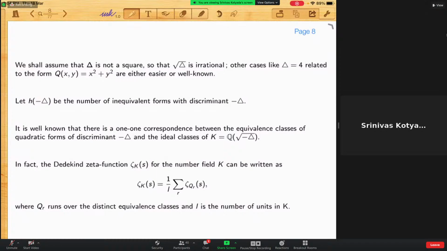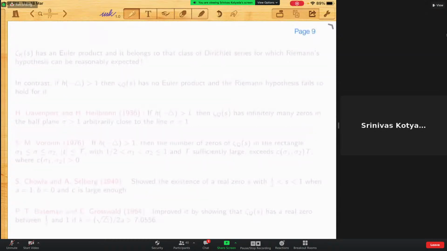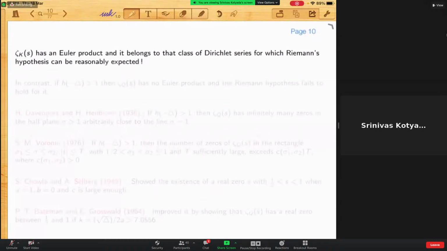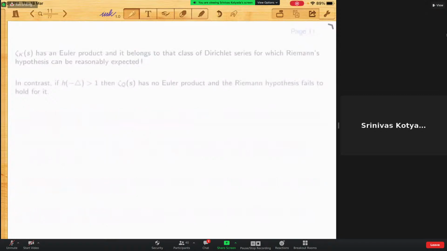In fact, the Dedekind zeta function and the Epstein zeta function are related in this way, where L denotes the number of units in the field K. Now, the Dedekind zeta function has an Euler product, and therefore one can reasonably expect a Riemann hypothesis.